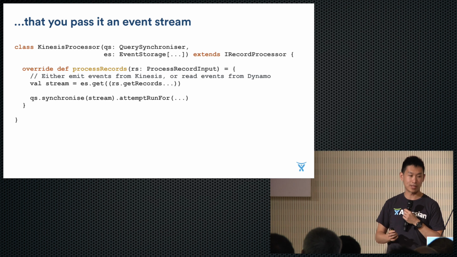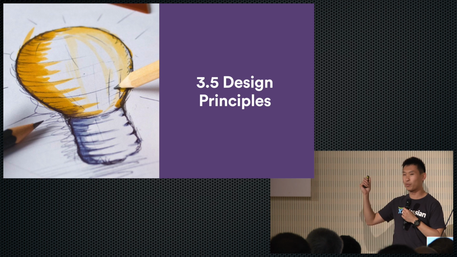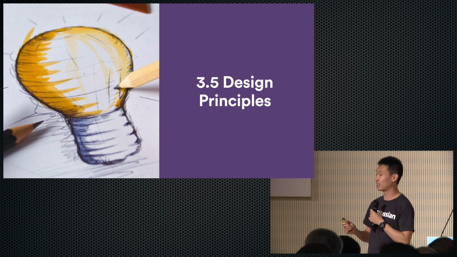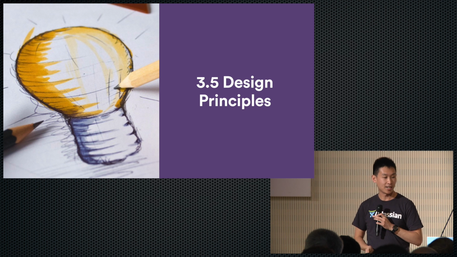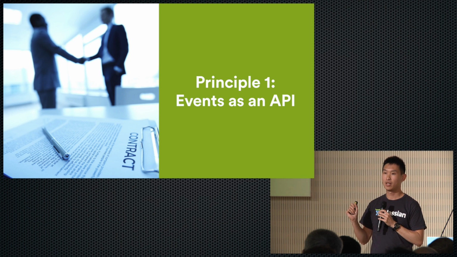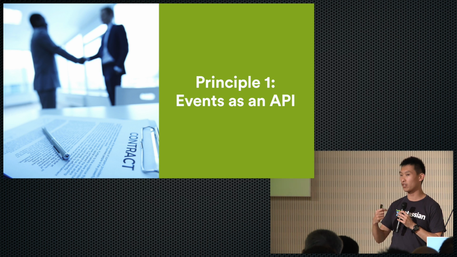So let's talk a little bit about design principles, because we talked about events and streams and stuff, but what do they actually look like? So I call them 3.5 design principles. And I think the first one is, okay, what do these events look like? And I call it events as an API, right? And the reason why I say that is when you start designing an API, you think about what consumers want, not what you want to produce, but what consumers want. Okay, what makes it easy for them to consume? And also, what should they be doing, right?